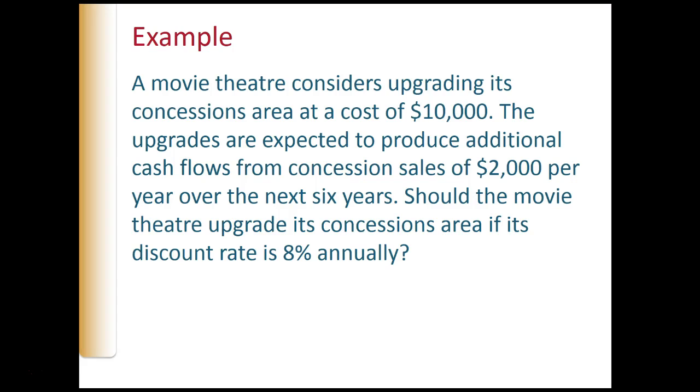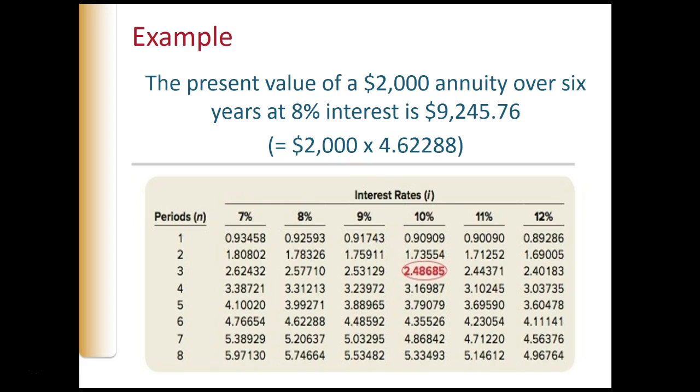A movie theater considers upgrading its concessions area at a cost of $10,000. The upgrades are expected to produce additional cash flows from concession sales of $2,000 per year over the next 6 years. Should the movie theater upgrade its concessions area if its discount rate is 8% annually? So, should we spend this money? So, we need to know, is it going to pay off for itself?